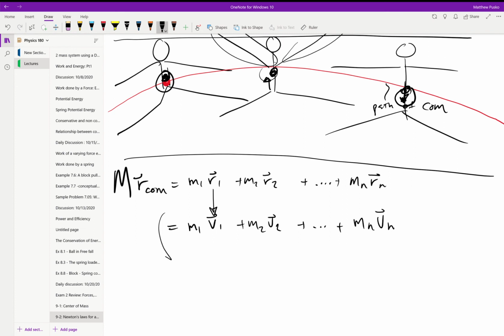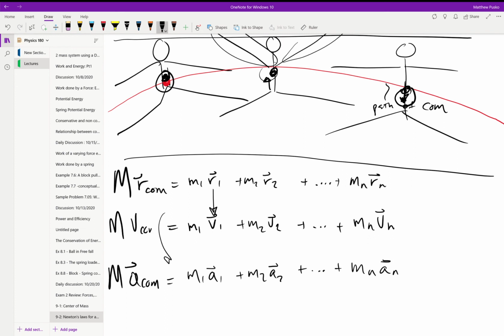And guess what? We'll take a derivative one more time, which will give us m1 a1 plus m2 a2 plus dot dot dot mn an. And on this side, we have the acceleration of the center of mass. And this is a vector. And this is all still multiplied by m. Right here, we had the velocity of the center of mass.